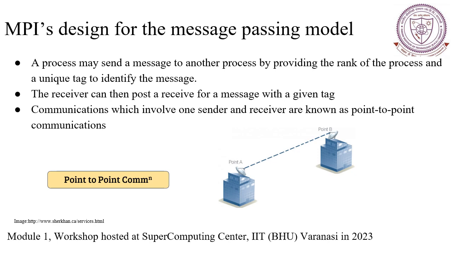To send a message, a process uses the MPI_Send function. This function takes the message, the destination process, the tag, and a communicator as input. The tag is a unique identifier for the message. To receive a message, a process uses the MPI_Recv function. This function takes the message, the source process, the tag, and a communicator as input. The process will block until it receives a message with the specified tag from the specified source process.